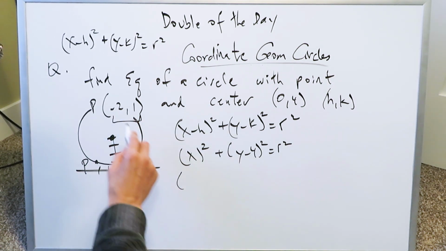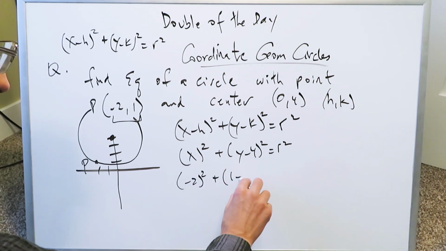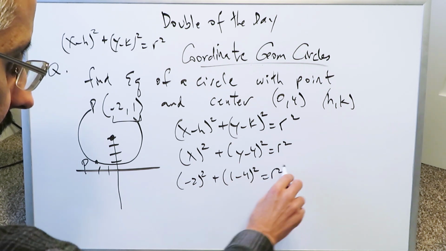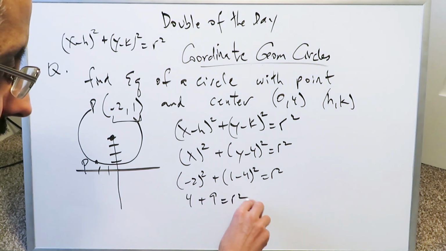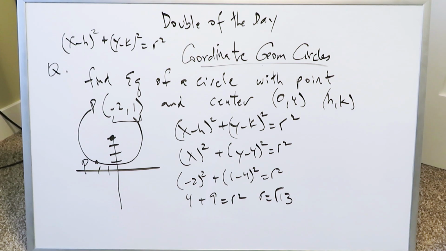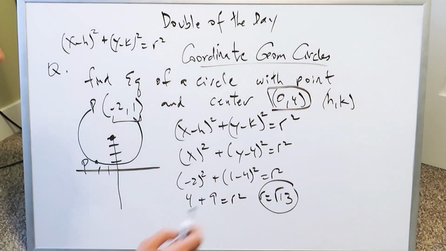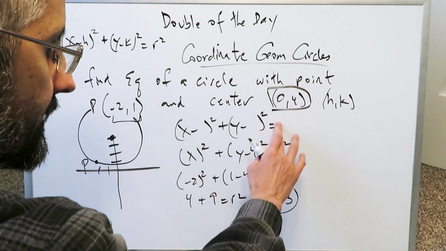Plug them in. You have an x value and a y value: (minus 2) whole squared plus (1 minus 4) whole squared, which is my y value, is equal to r squared. I have a 4 plus, I have a minus 3 squared, which is 9, is equal to r squared, and you know r here is equal to the root of 13. When you have all of these items, you can develop your equation, and I'm going to put the equation right over here for you in a good clean manner.